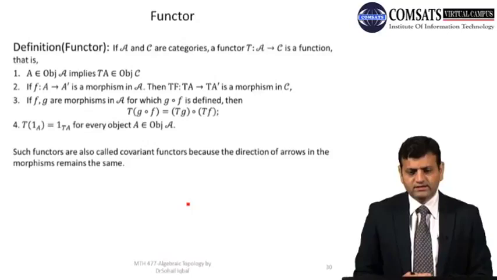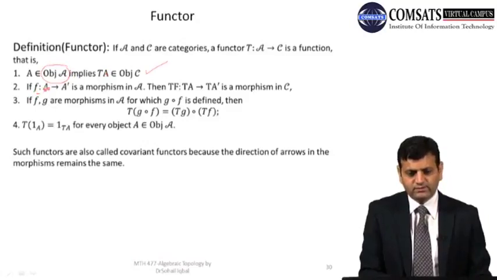If A and C are categories, a functor T from A to C is a function that gives me images of objects of the category. Also, if I have a function F from A to A prime, which is a morphism in the category A, then it will give me a function TF from TA to TA prime.